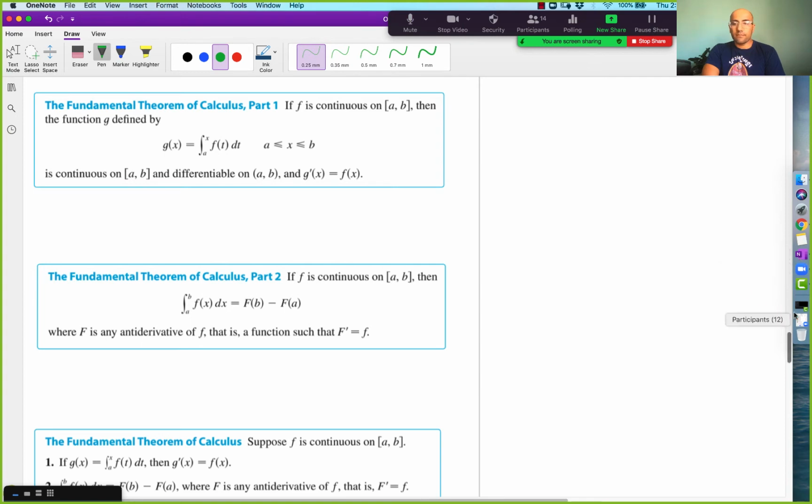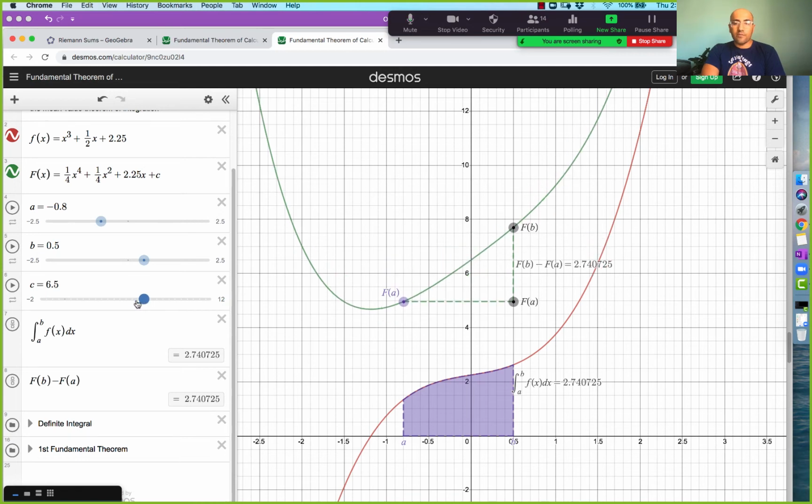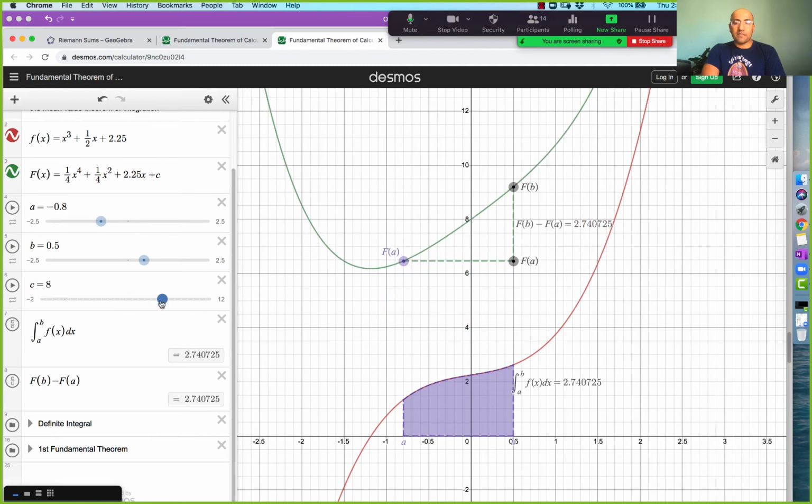No? And again, notice that the constant can be anything, so this green one can be shifted up, could be shifted down, right? Could be shifted up and down, but the gap stays the same. The answer stays the same.